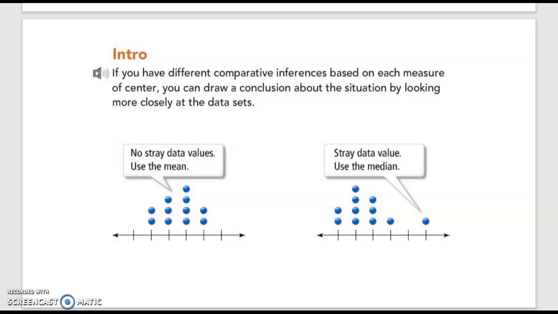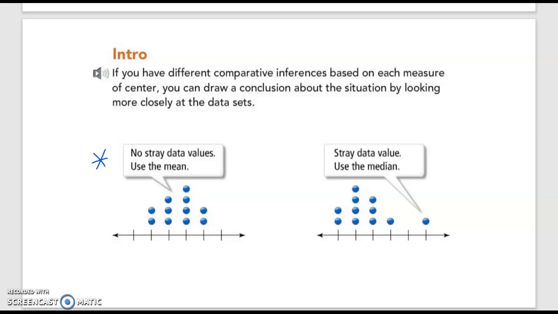help you determine which measure of center you're going to use to make comparisons. If you have different comparative inferences based on each measure of center, you can draw a conclusion about the situation by looking more closely at the data set.